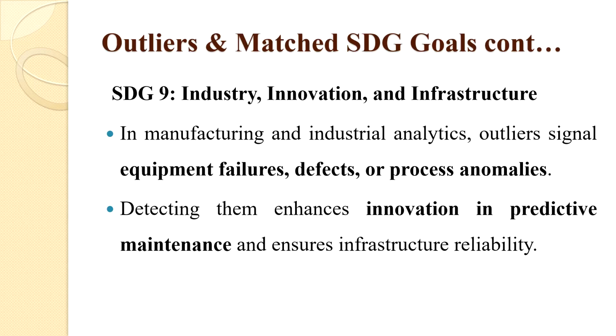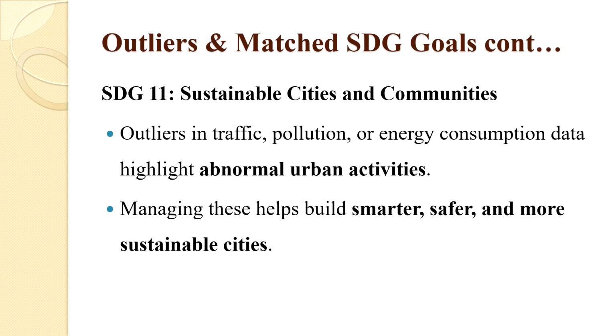Outlier is matched with the goal SDG 9, that is industry, innovation and infrastructure. In manufacturing and industrial analytics, outliers give the signal for equipment failures, defects, or any fault with the machines or any process anomalies, and detecting them enhances innovation in predictive maintenance and ensures infrastructure reliability.